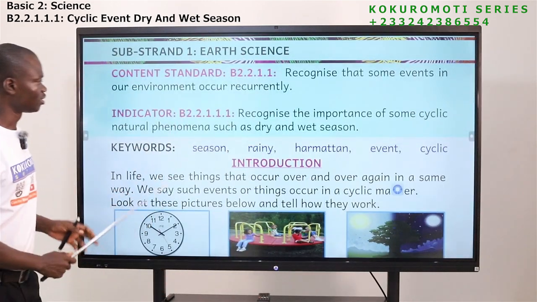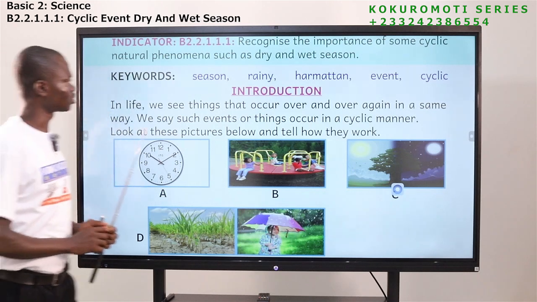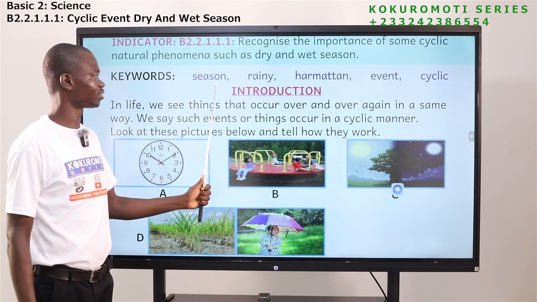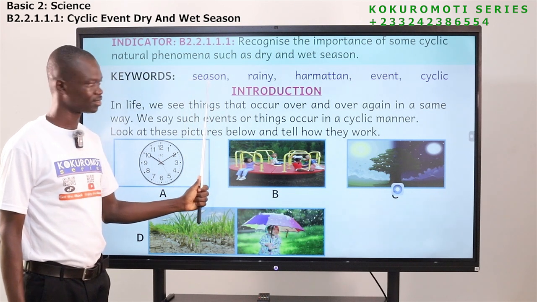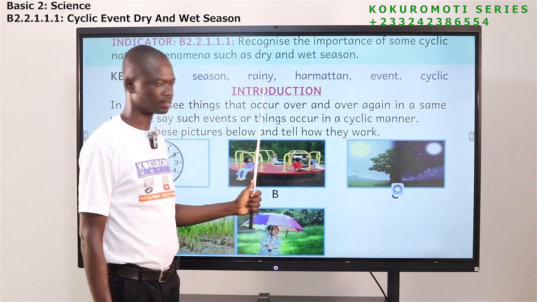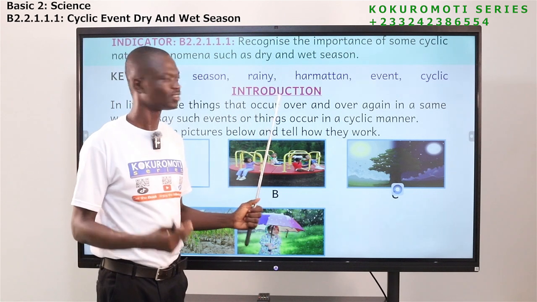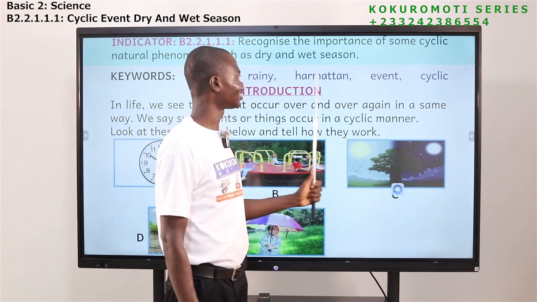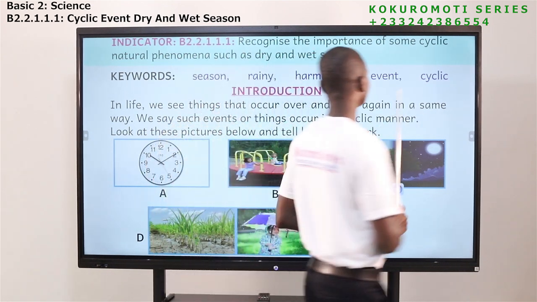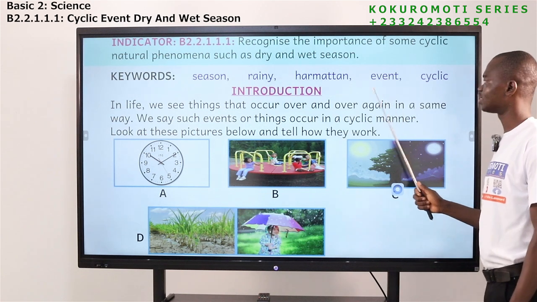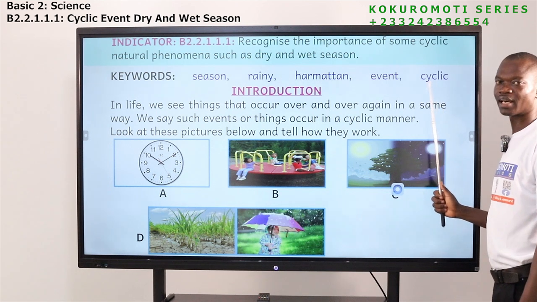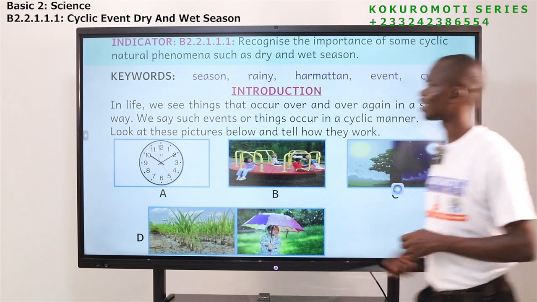So in this lesson, there are some words that we will see. So let's look at how they are pronounced, and then the meaning. The first word is season. All of you, season. The next word is rainy, from the word rain. We have harmattan. We also have this word events. And then the next word is cyclic. So now let's look at the meaning.